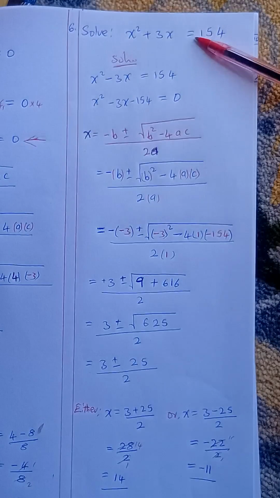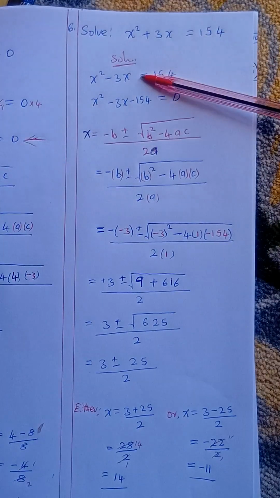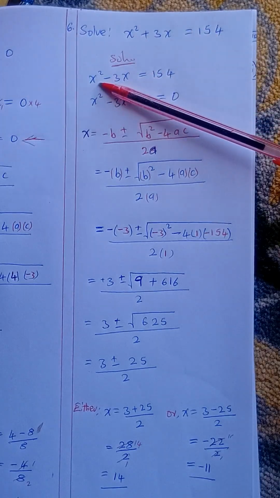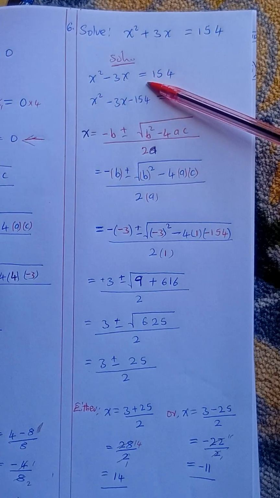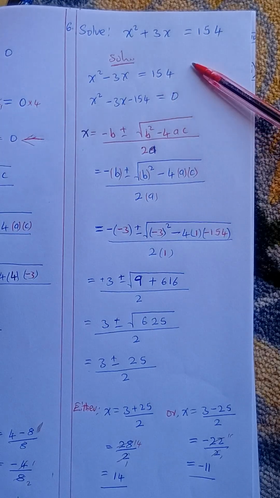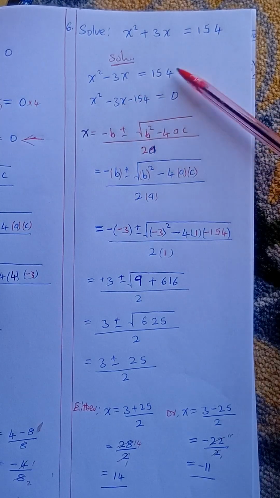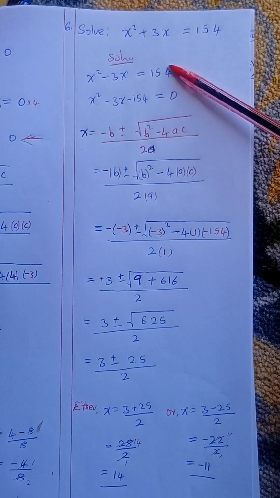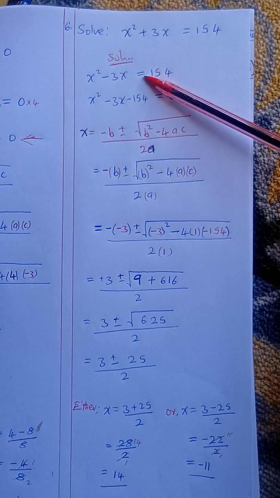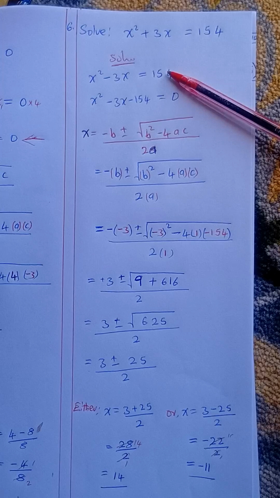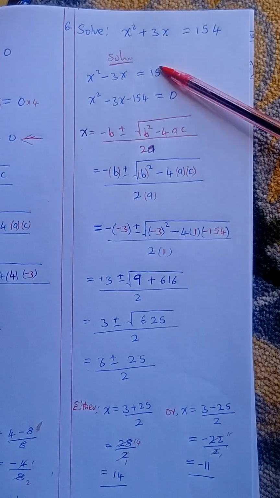So we have to begin with our solution. In solution, we begin by copying this one, which is x squared minus 3x, which is equals to 154. So in this one here, we rearrange. 154, we have to take it on the other side of the equal sign. But when it's crossing the equal sign, the sign will change from positive to negative. You know, when something is crossing the equal sign, its sign always changes. It must change for it to be correct.